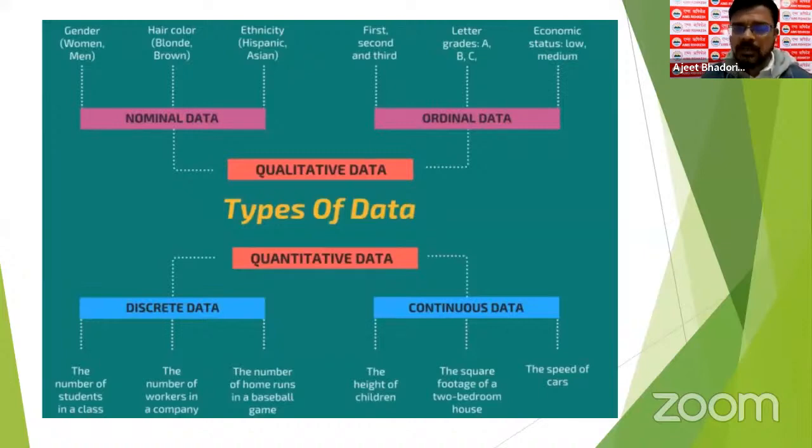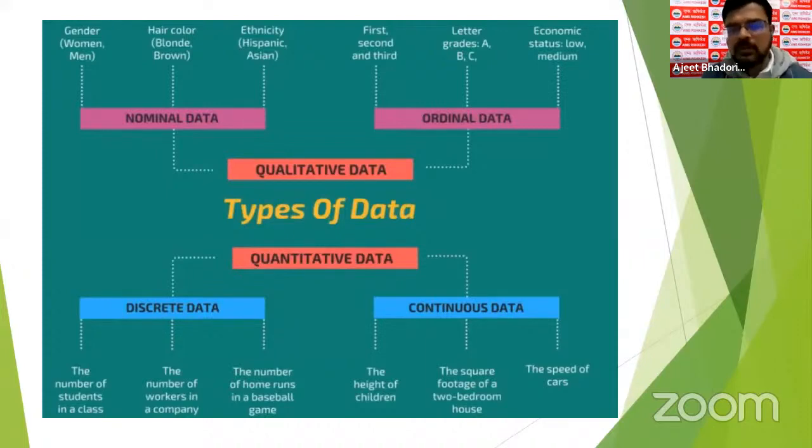Then is quantitative data. We have already talked about quantitative data. It is something which is measurable, but it is also of two types: discrete and continuous. Discrete means when we don't have decimals. So we say like the number of students in a class. We can't say there are 11.2 students. We can't say there are 12.3 girls in a class. So when the number is a discrete number without a decimal, that is known as discrete data. The number of workers in a company, the number of home runs in a baseball game.